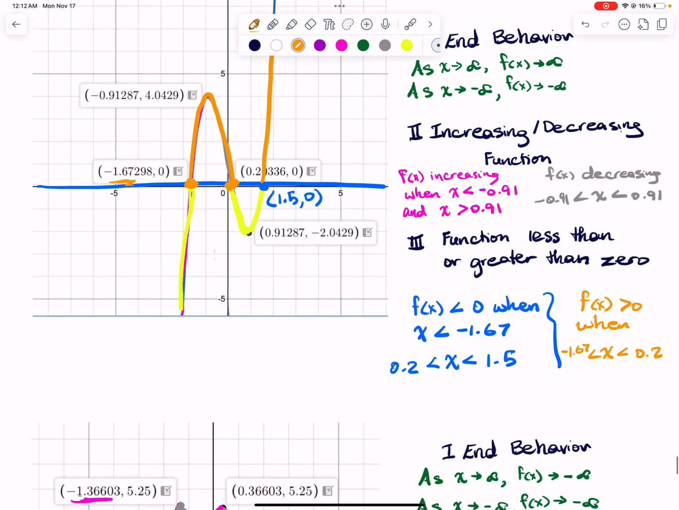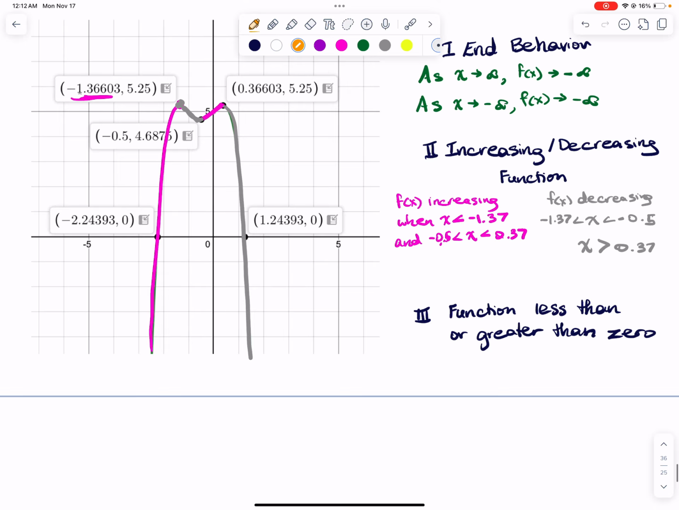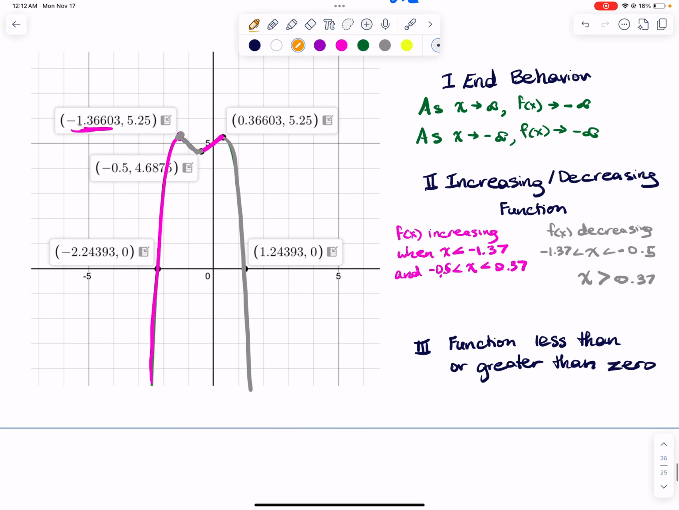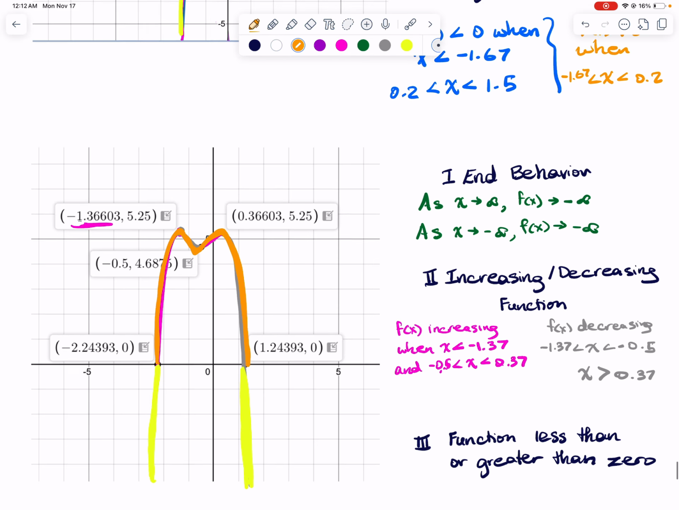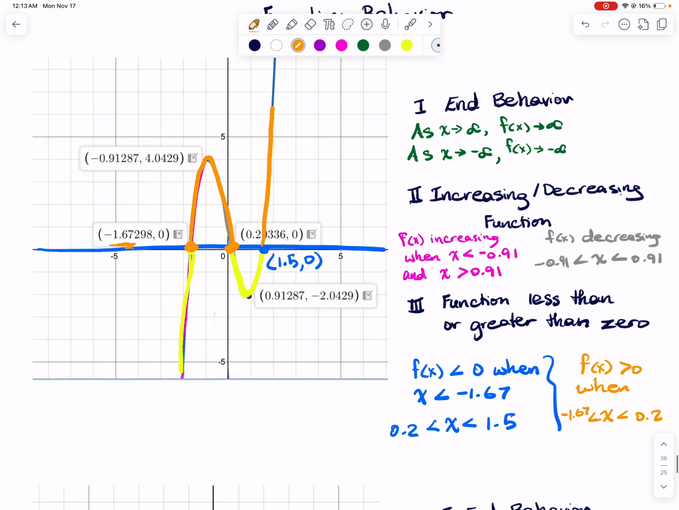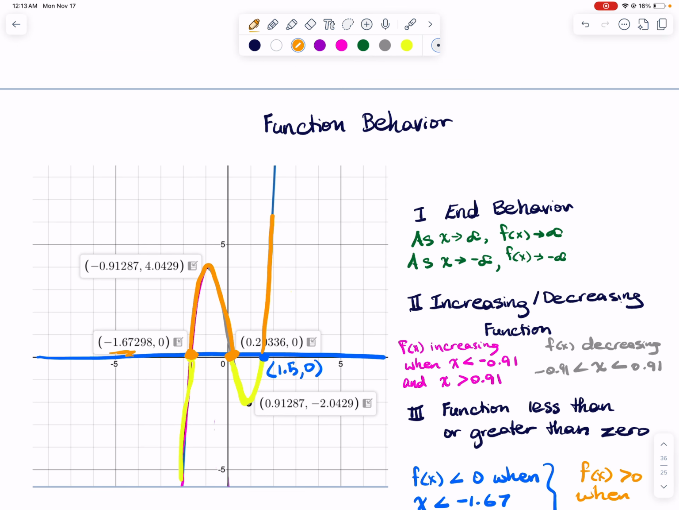All right, so this video is running a little bit long as is. So instead of going through this whole problem, I will just show you the yellow. That's where the graph is less than 0, where the function is less than 0. The orange, that's where the function is greater than 0. And so you would describe the intervals of the yellow and the orange just like we did above. All right, and so that's how we work with function behavior.